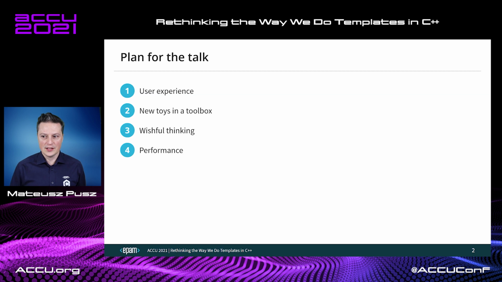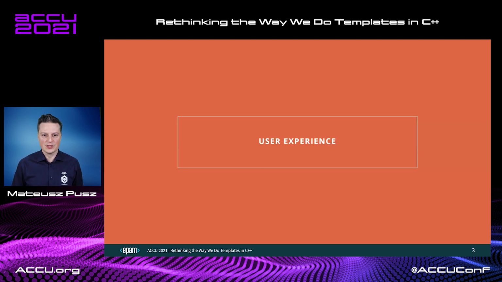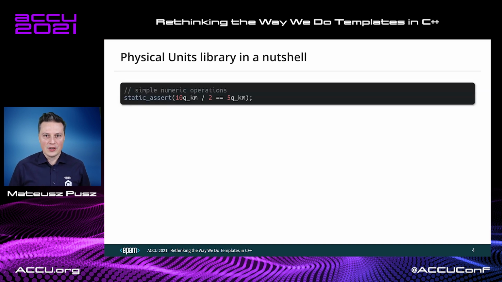Without further ado, let's start with the first chapter, the user experience. I don't know if you are aware, but I'm right now developing a physical units library for C++. The plan is to make it possibly a part of the next C++, probably not C++23 because of COVID, we didn't have enough time to make it a large release, but possibly C++26 if the committee agrees that we need such a library. If not, it will be just a library on GitHub, Conan, and other package managers, so you can always use it.